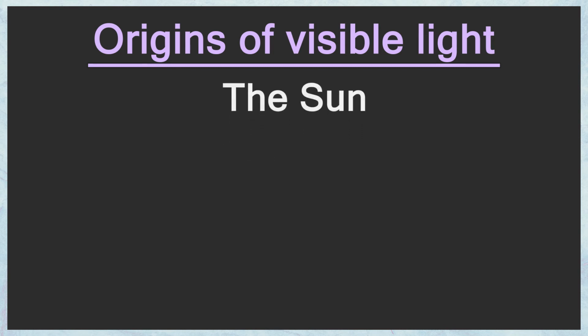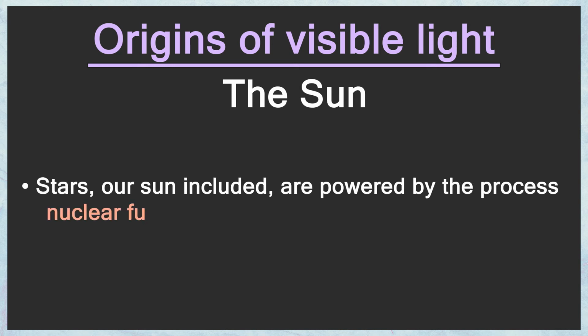Now let's discuss the light source with which you are most familiar, the sun. Stars, our sun included, are powered by the process of nuclear fusion. Nuclear fusion occurs when atoms are fused together to form another atom. This is no easy task though. Protons have a positive charge, so two protons repel each other, meaning a great amount of energy is required to fuse them together. In the core of the sun, however, there is an immense amount of heat and pressure, which allows for nuclear fusion reactions to occur.